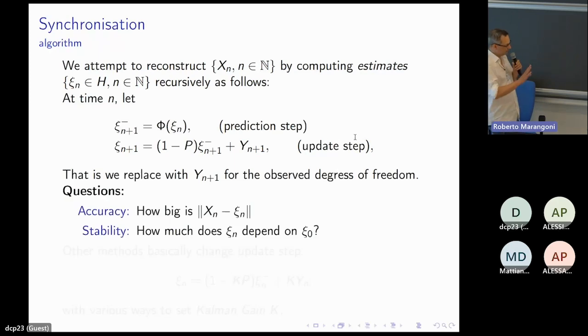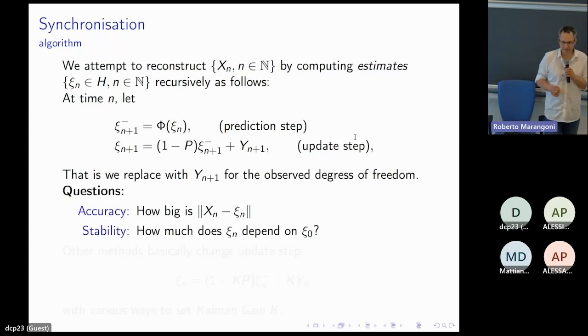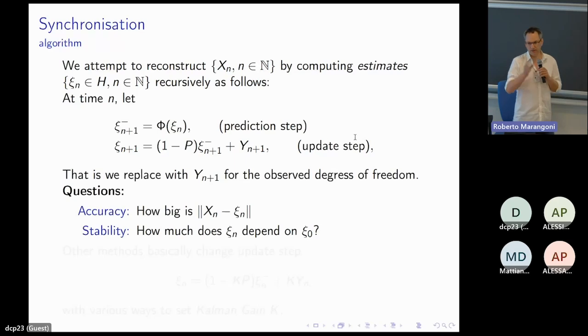So now with this or any other algorithm, you can have the following two questions, I think. Well, you can have more questions, but these are the questions that I'm interested in. The first question is, how big is the error? So how big is the error between, let's say, the true state, xn, and your estimate yn?